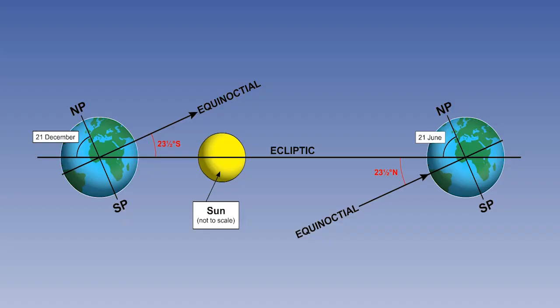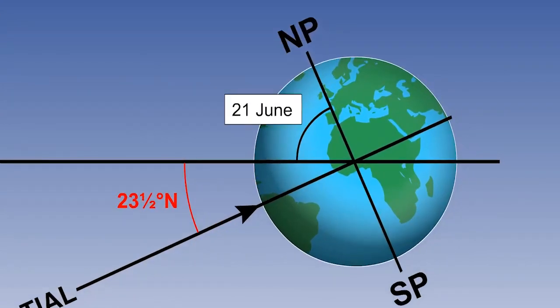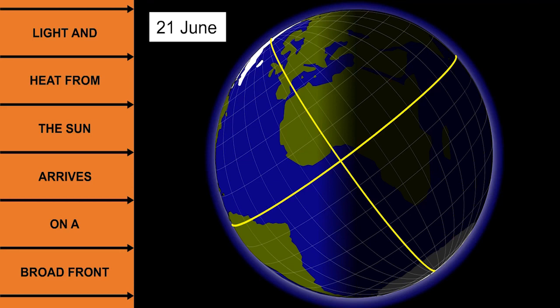It is the annual change of declination which causes the seasonal temperature changes. Let's consider the Earth on June the 21st. The Sun's diameter is more than 100 times greater than the Earth's. Therefore, relative to the Earth, the Sun's rays arrive on a broad front.